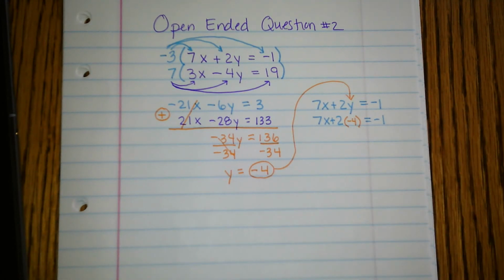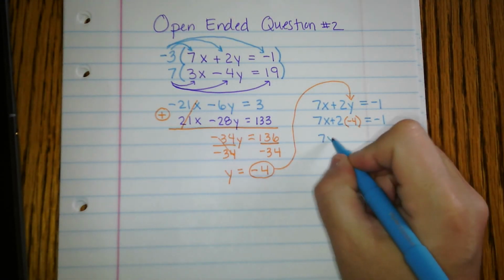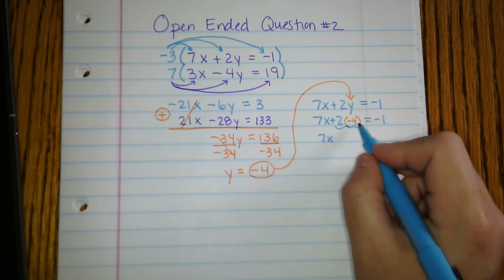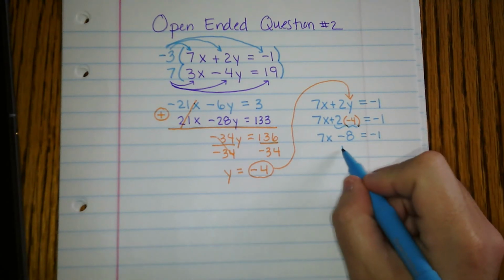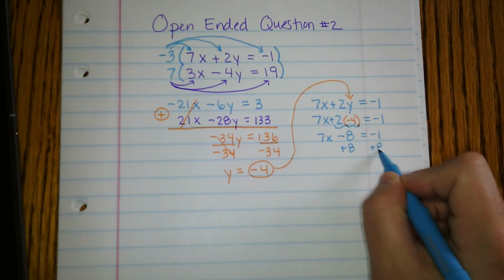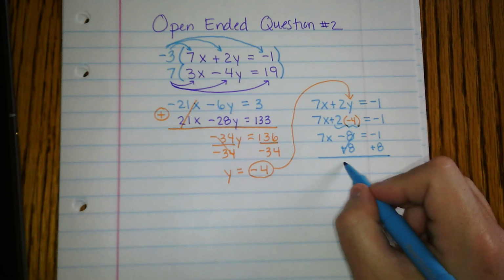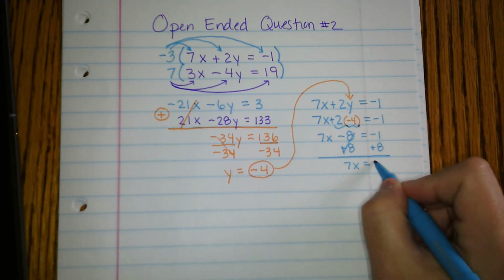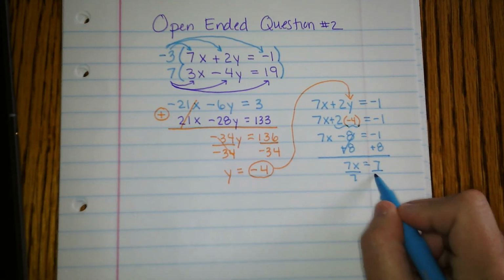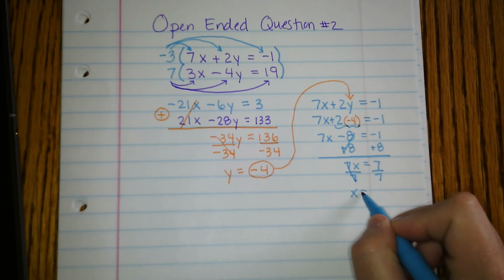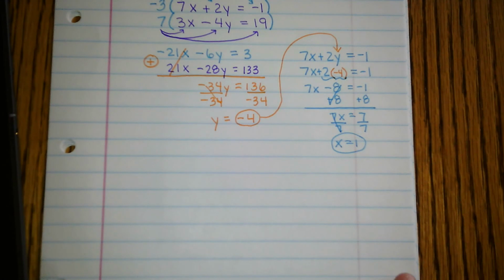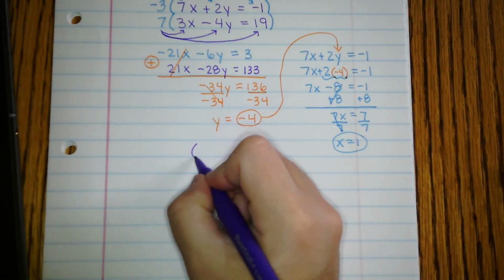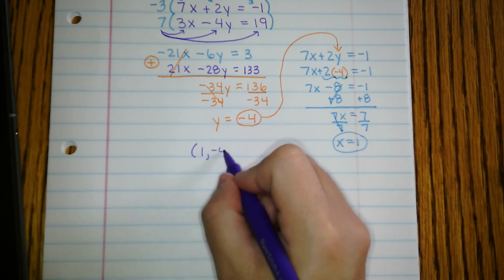Then it's just a question of me combining like terms. I've got 7x, 2 times negative 4. Remember, that's a multiplier, so it's a negative 8. I'm going to add 8 to this side. 7x equals 7. I'm going to divide by 7, and x is 1. This one was not messy at all. Final answer for this system is 1, negative 4.